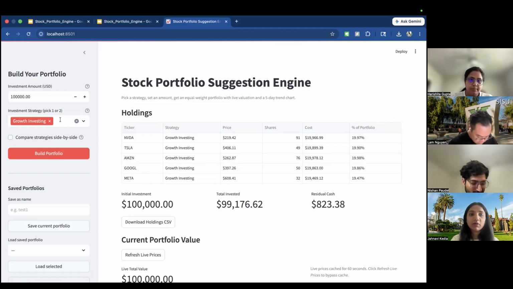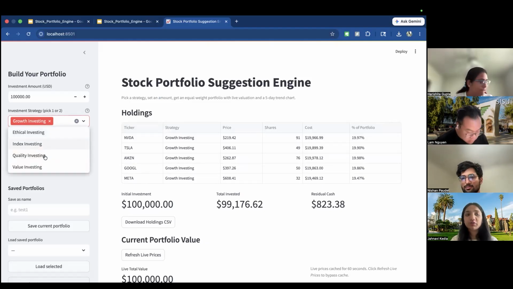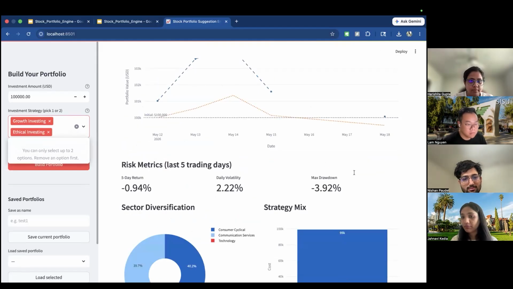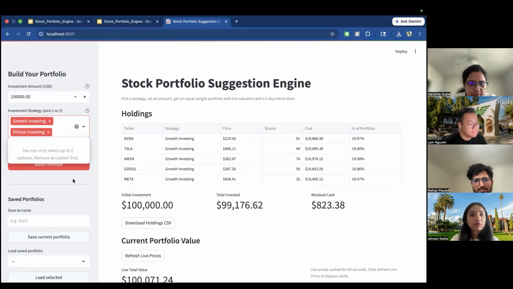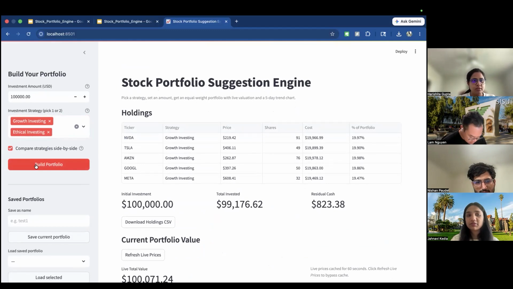Next test case will be covered by Nishan. Thank you, Harshita. Harshita, do you want to talk about the comparison of the strategies? Yeah, if we do side-by-side comparisons?